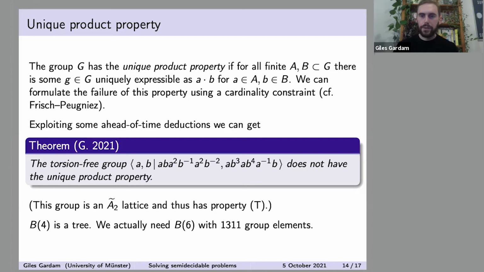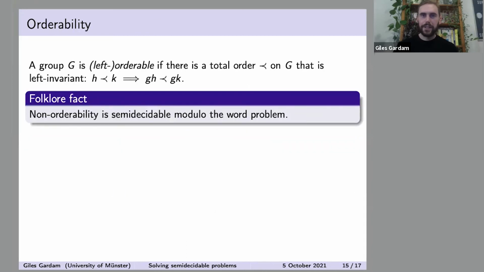Right, so orderability is also something that we can formulate in terms of SAT. A group is left orderable, okay, there's also some equivalent notion of right orderable, they're really the same thing, if there's a total order on the group such that it's invariant under left multiplication. So for every h and k, one of them is bigger than the other, and if h is less than k, then gh is less than gk, for all g, h, k.